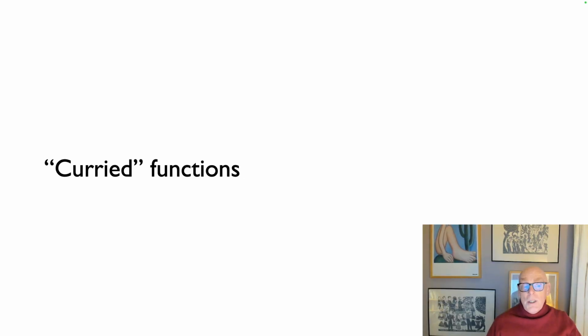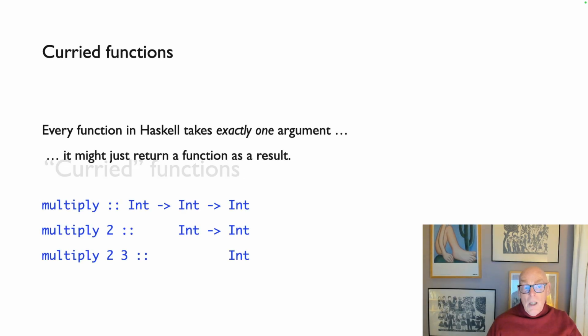Now, what is it that's going on? Does multiply have one argument? Does it have two arguments? What's happening? Well, what Haskell contains are what are called curried functions. And in Haskell, every function takes exactly one argument. So the multiply function takes one argument, for example, multiply applied to 2. And what it returns in that case is a function.